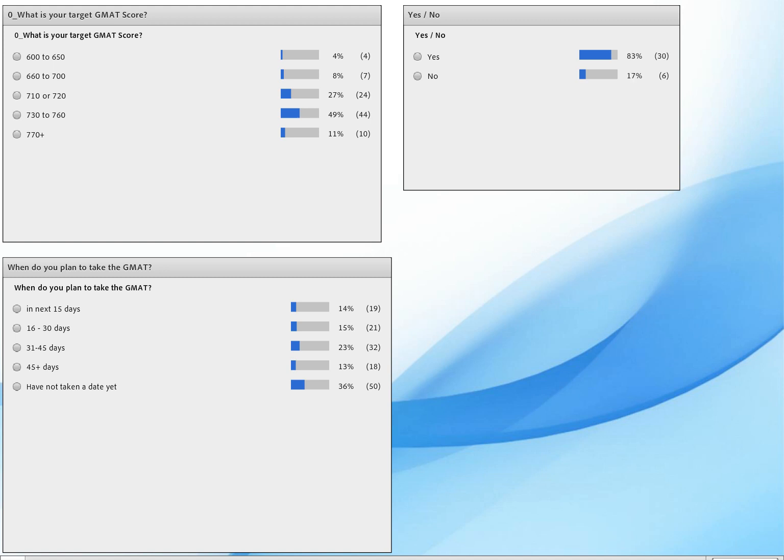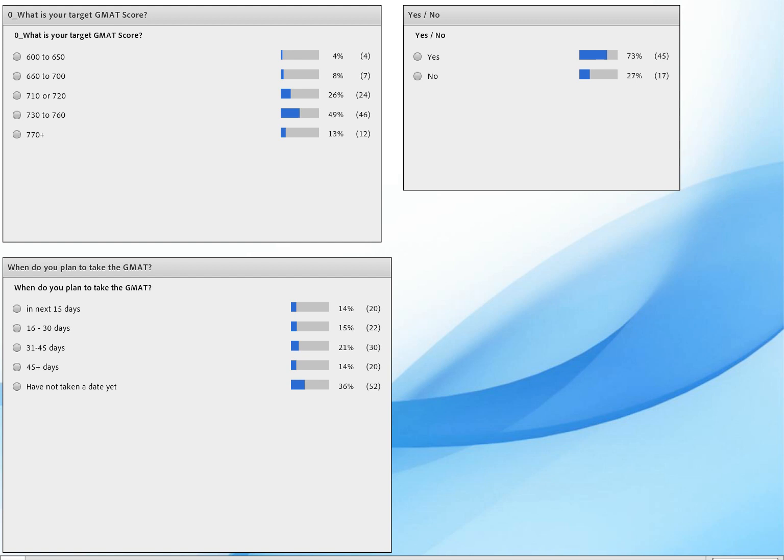All right. So with that, when do people plan to take the test? About 36% of you have not taken a date as of yet, and another 13% are more than 45 days before the test. So a majority of those who haven't taken a date likely are not planning to apply in R2. Some of you who have more than 45 days are probably also not planning to apply. But everyone else in the top three buckets is planning to apply in R2.